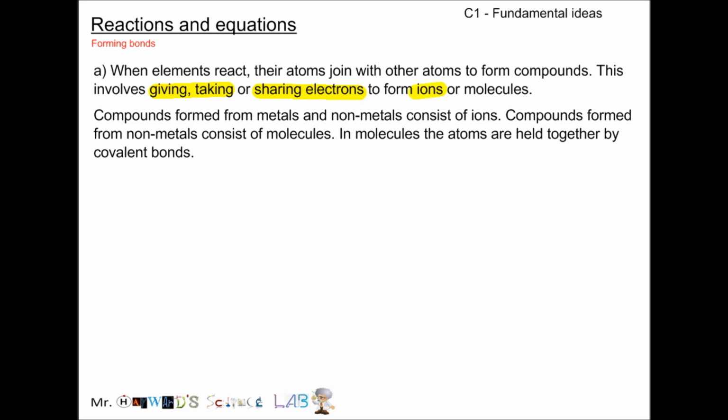Ions, again, is linked to this, so the giving and taking, and molecules is linked to the covalent bonding, which is the sharing of electrons. Compounds formed from metals and non-metals consist of ions. Compounds formed from non-metals consist of molecules. In molecules, the atoms are held together by covalent bonds.